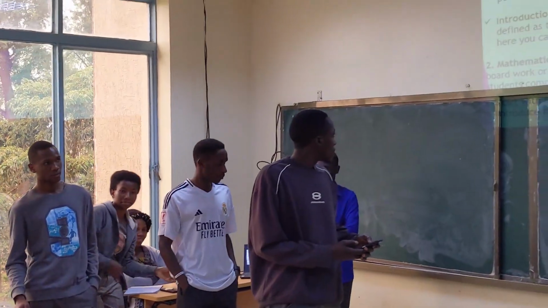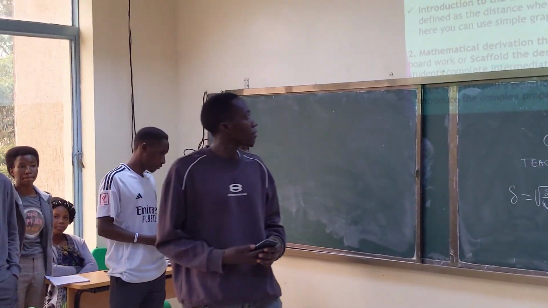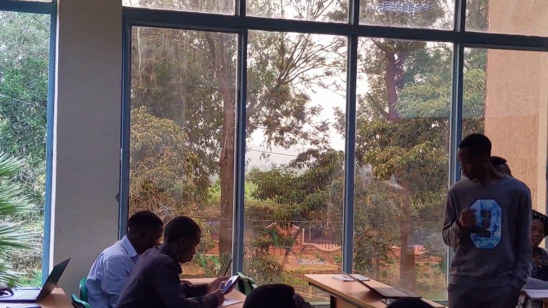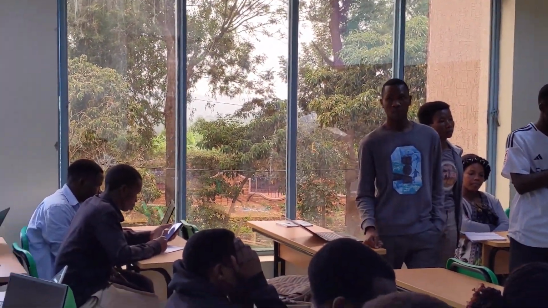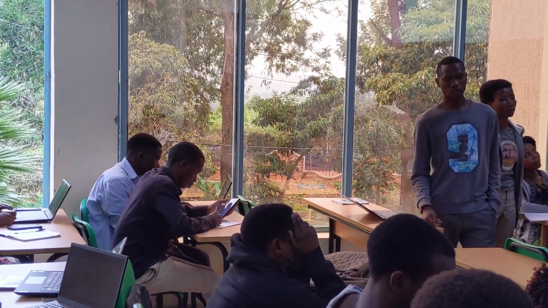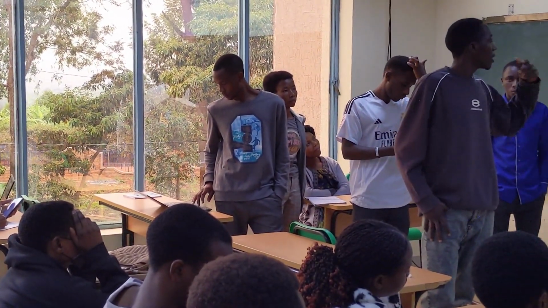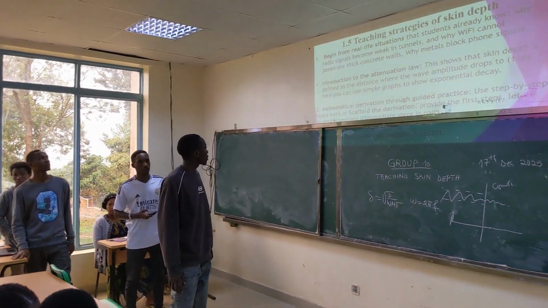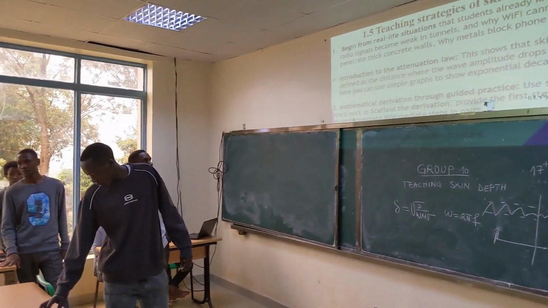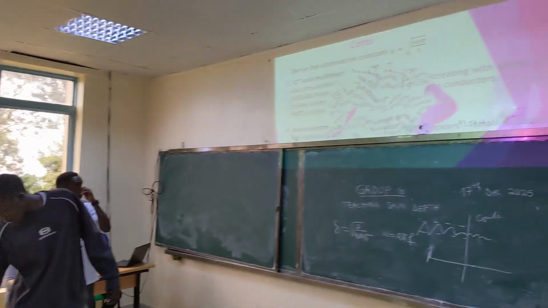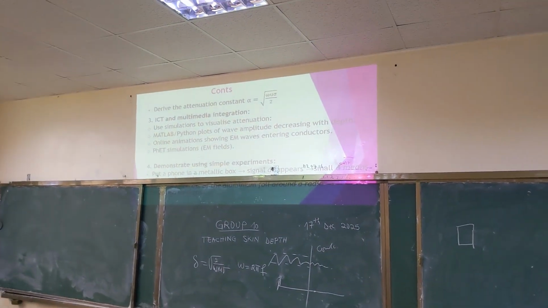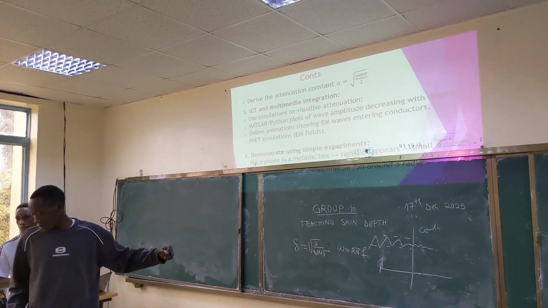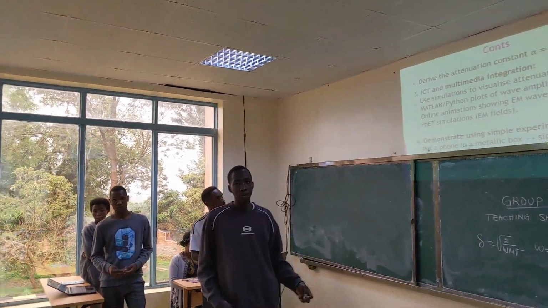Step 2 is the mathematical derivation through guided practice. In this lesson we see the mathematical expression. Let's go on to strategy 3, which is demonstration and simple experiment. You can explain this skin depth by using a demonstration or a simple experiment.